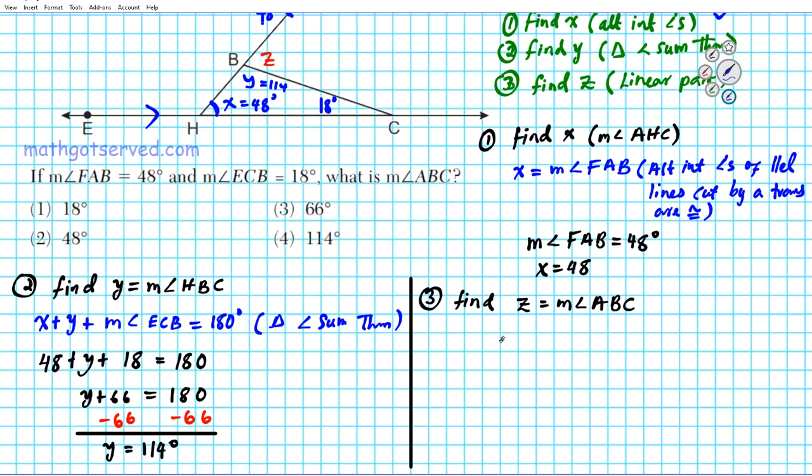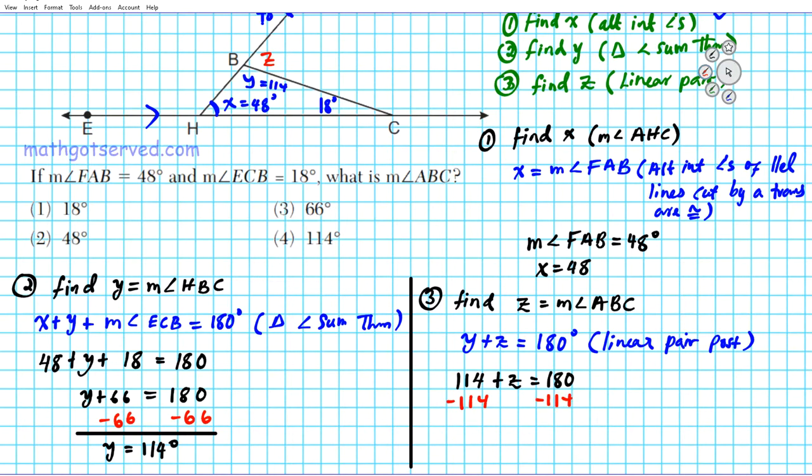Okay? The linear pair Y and Z. Y plus Z are linear pairs, so they're supplementary, which means they're equal to 180 degrees. All right, based on the linear pair postulate. So we're going to substitute. What do we know in this equation? We know that y is 114. We found that in step 2. 114 plus z is equal to 180. To get z isolated, we subtract 114 from both sides of the equation.